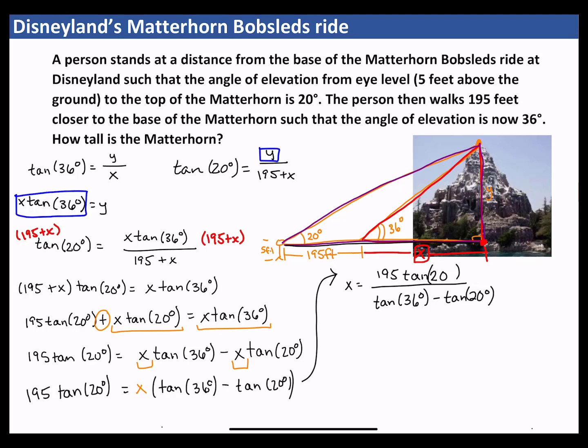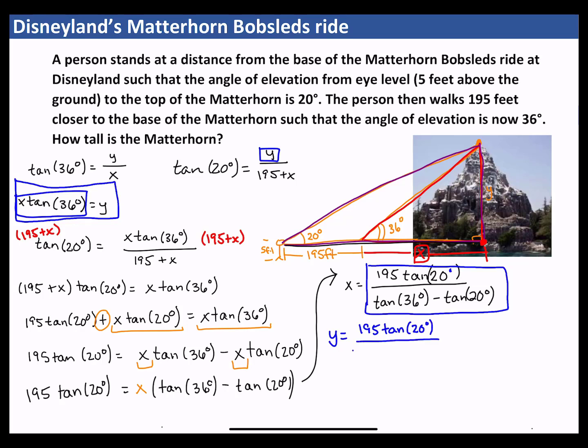But our question was, how tall is the Matterhorn? So we need to actually find the y value. And we're going to go back and use this quantity we found earlier. We know that y, which represents the height of the Matterhorn, equals x times the tangent of 36 degrees. And we know x is now this quantity. So what we could say is that the height of the Matterhorn, which is y, equals 195 times the tangent of 20 degrees divided by the tangent of 36 degrees minus the tangent of 20 degrees.